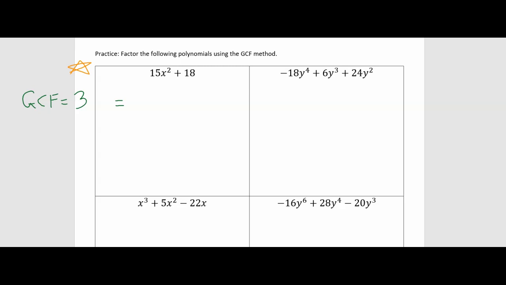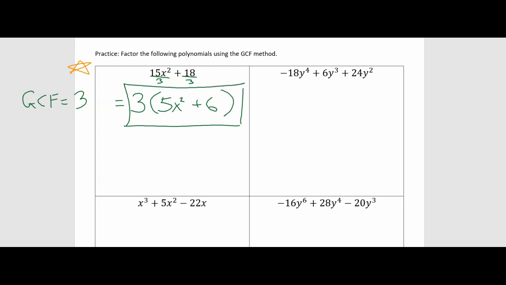So I'm going to factor that out. I'm going to put my 3 on the outside of parentheses. When I divide 15x squared by 3, that gives me 5x squared. When I divide 18 by 3, that gives me 6. So I get 5x squared plus 6. That would be a completed GCF factoring.